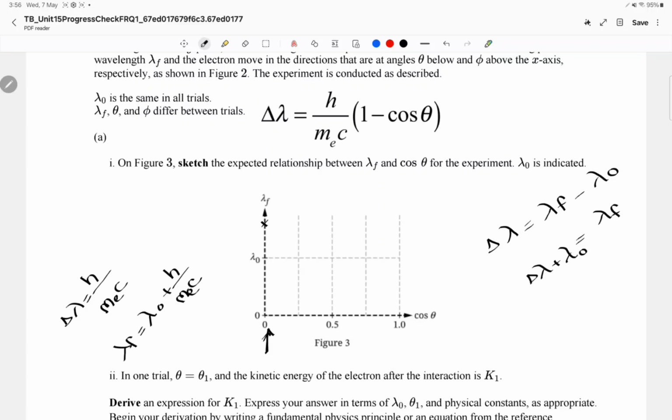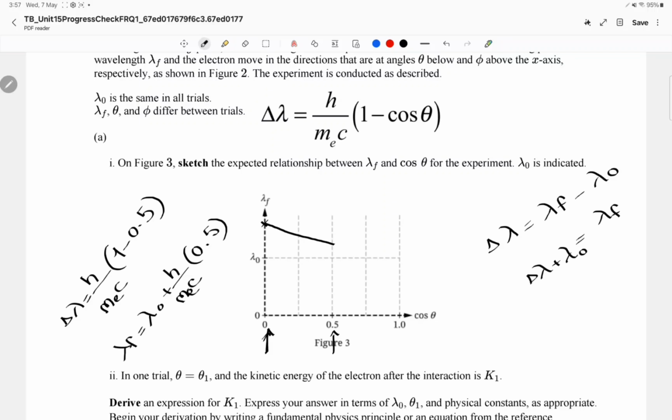Now, how about at 0.5? So now when the cosine is 0.5, let's do the math again. We're going to have 1 minus 0.5. So you're going to have lambda O plus this times half. So did our lambda f now drop or not? It did, right? Because now instead of getting the whole h over m_e c, we will just get half of it. So now it's going to drop.